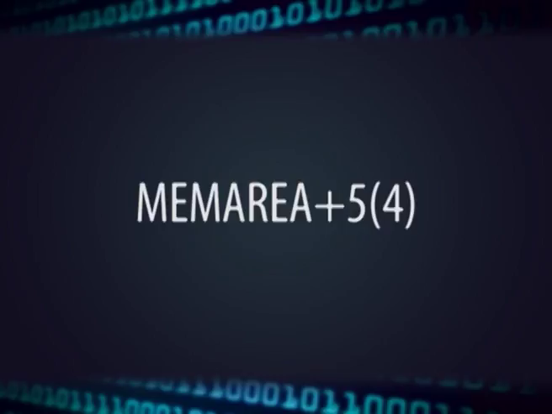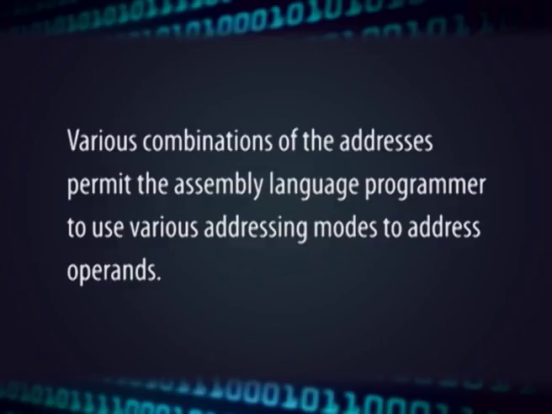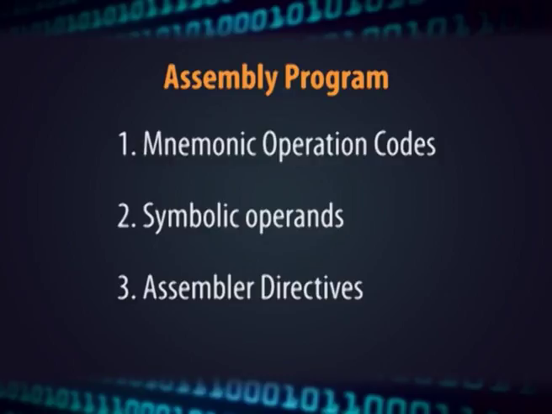The operand MEMAREA with index register 4 in brackets implies indexing the memory area with index register 4. That means the operand address is computed by adding the contents of index register 4 to the address of MEMAREA. The operand MEMAREA plus 5 followed by index register 4 in brackets is the combination of the previous two specifications. Thus, various combinations of the addresses permit the assembly language programmer to use various addressing modes to address operands. However, the language supports these combinations only if the underlying machine instruction set of the CPU supports all these addressing modes. The third facility provided by the assembler is the facility of assembler directives.